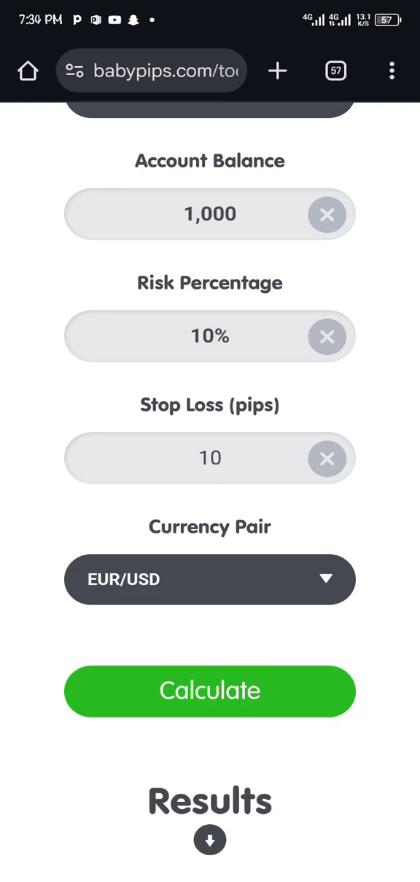It means 10 pips. This is the same as 10% of $1,000. It also means that you are losing $100. You are using $100 to trade, and if you lose, you are going to lose only $100, which is also 10 pips of your account.